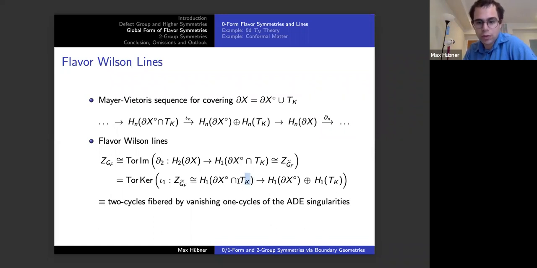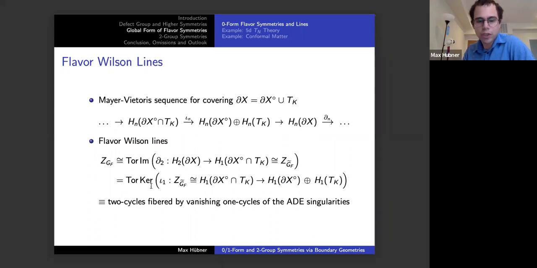Equally, we can start with these collections of torsional one cycles in the boundary and ask what is the kernel when we embed them back into these two parts. The collection of cycles in the kernel means that, once we put them back into the smooth boundary, because of the trivial homology, we can, in some sense, fiber them to a common point and build a compact two cycle from them. And so these things are indeed equivalent. The Wilson lines are now in correspondence with these objects here. So we have two cycles fibered by vanishing one cycles of the ADE singularities.